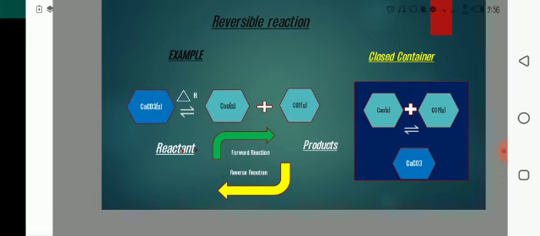So carbon dioxide will recombine again with calcium oxide, and again they will convert into calcium carbonate. It means in the forward direction, from calcium carbonate we are getting calcium oxide and carbon dioxide, and again in the container calcium oxide and carbon dioxide are recombining with each other, and in the reverse direction they are converting into calcium carbonate.